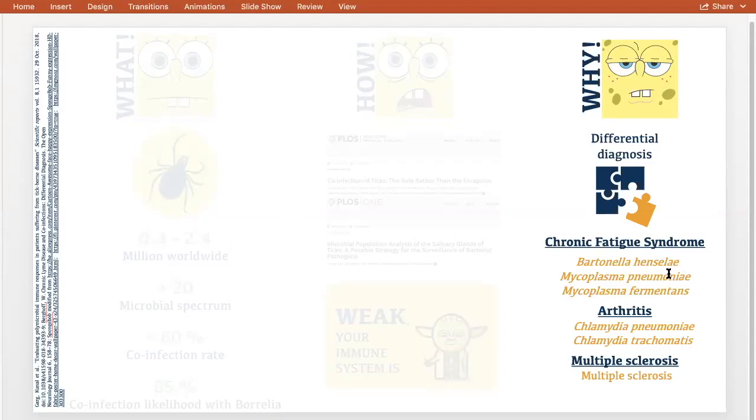When you're looking at Bartonella henselae or Mycoplasma species, there is research to show that patients with Lyme disease and chronic fatigue syndrome see Bartonella henselae and Mycoplasma species. Chlamydia is infamously associated with arthritis and multiple sclerosis. I've written multiple sclerosis again over here, but that is Epstein-Barr virus. The presence of Epstein-Barr virus increases the chances of developing multiple sclerosis by 90%. And again, there's meta-analysis to show this. And that is why it is important to include multiple microbes in a patient's tick-borne disease diagnosis rather than Lyme diagnosis.